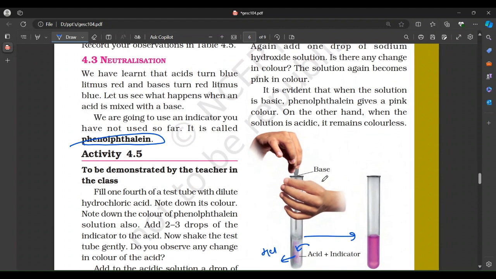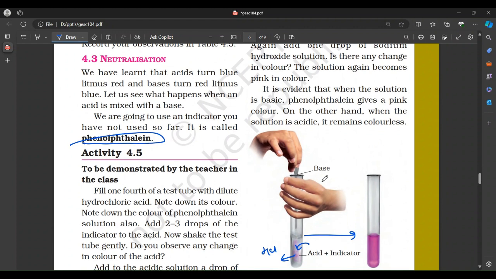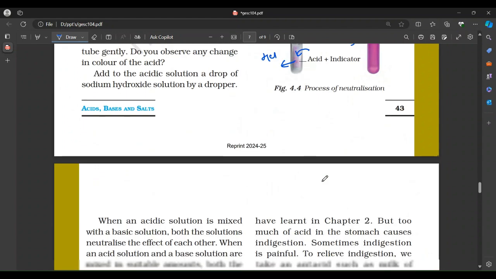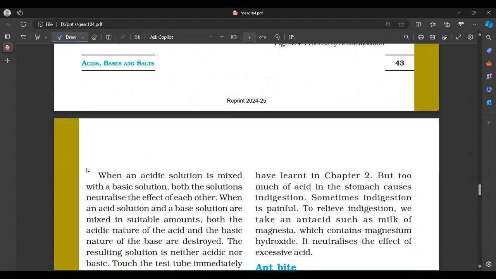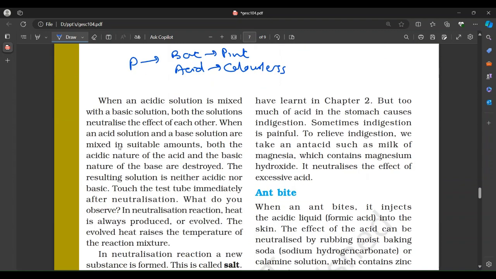So it is evident that when the solution is basic, phenolphthalein gives a pink color. On the other hand, when the solution is acidic, it remains colorless. Means phenolphthalein gives pink when it is a base, and colorless when it is an acid. So when an acidic solution is mixed with a basic solution, both solutions neutralize the effect of each other.